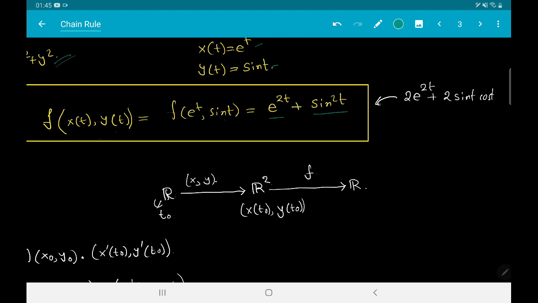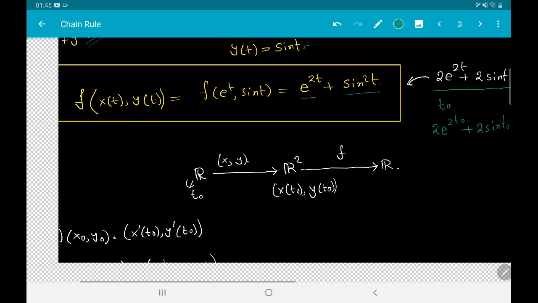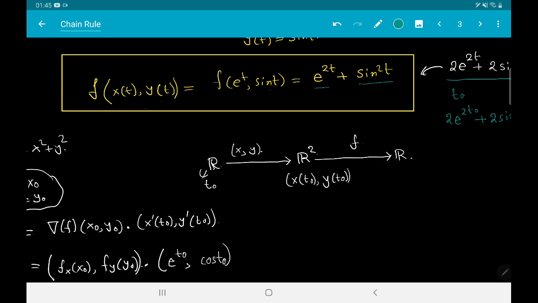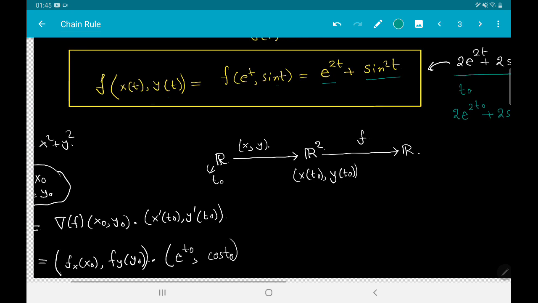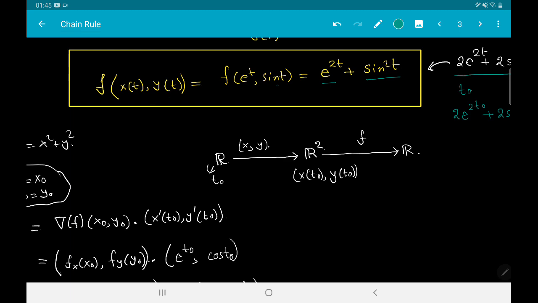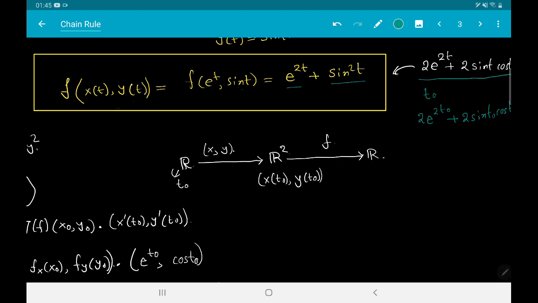The fact is that we can compute the derivative of this function with respect to t easily, and at a point t0 this turns out to be 2 e to the power 2t0 plus 2 sin t0 cos t0. So this will be a very good point where we can double check if our consequence of the chain rule is going to be correct.